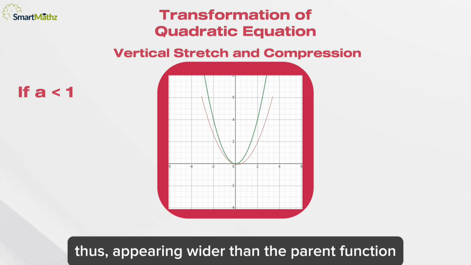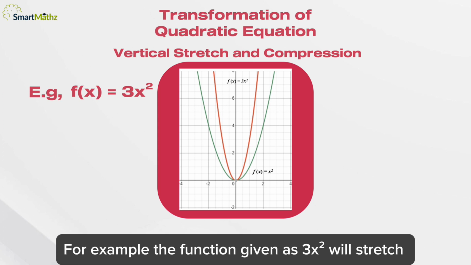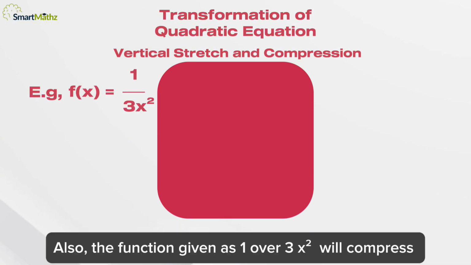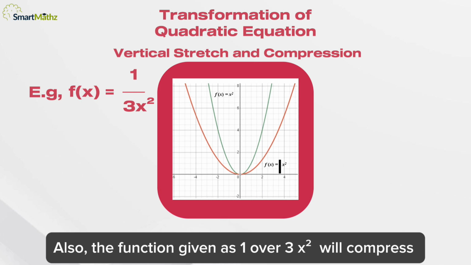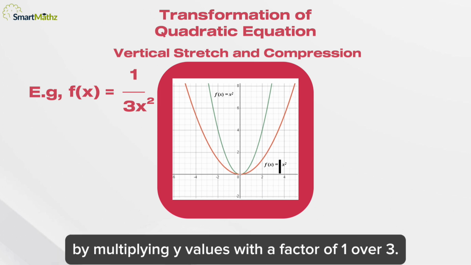than the parent function. For example, the function given as 3x squared will stretch the parent function x squared vertically by multiplying the y values by a factor of 3. Also, the function given as 1 over 3 x squared will compress the parent function, which is x squared, vertically by multiplying y values by a factor of 1 over 3.